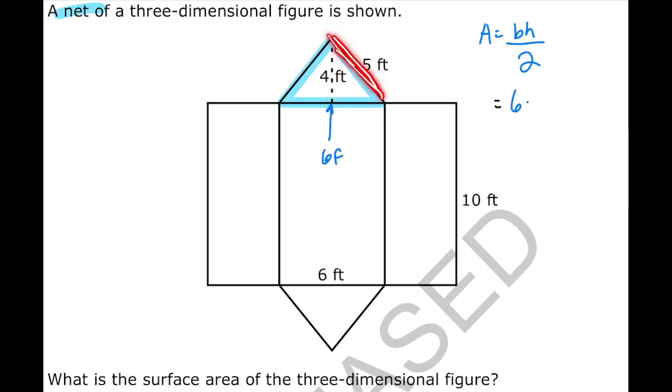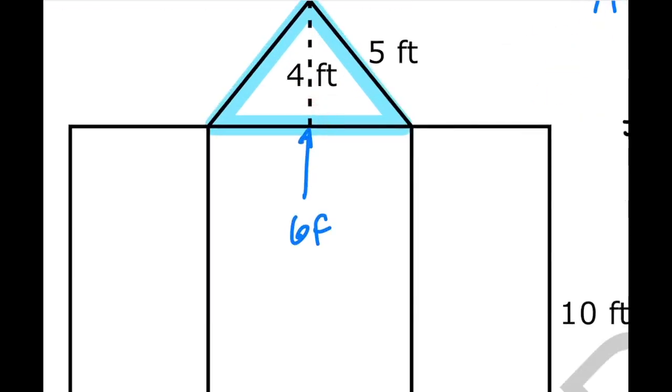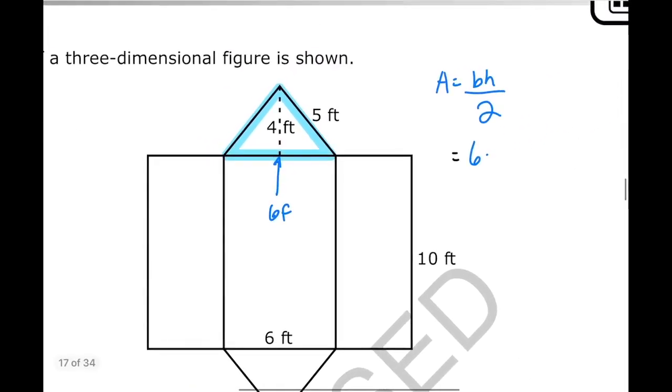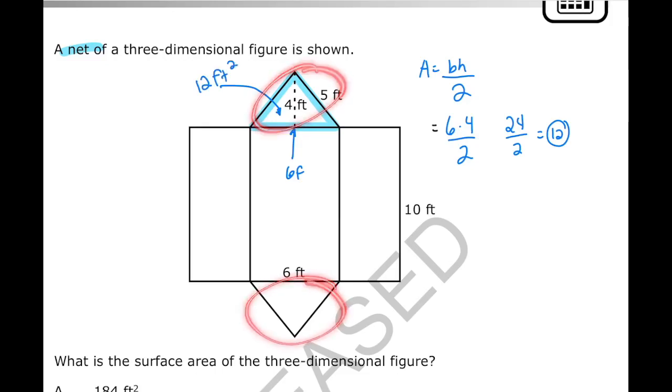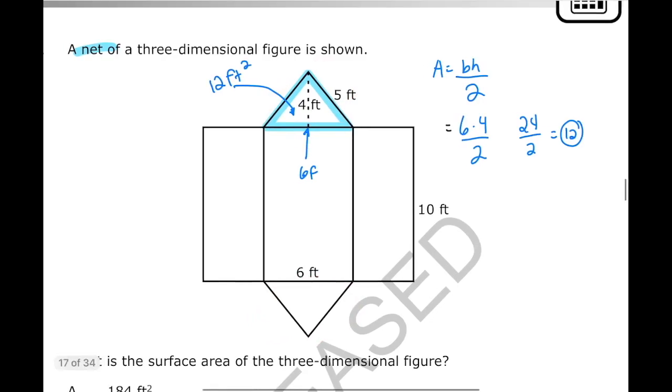We're not going to use 5 here. This is the slant height. 4 goes straight up and down. It meets at a right angle. We don't see a right angle here, but it's going straight up and down. So we're going to use 4 for the height. So that's 6 times 4 divided by 2. That gives us 24 divided by 2, which is 12. So 12 is the area just for this triangle, 12 feet squared. And this triangle matches this triangle. So that one is also 12 feet squared.